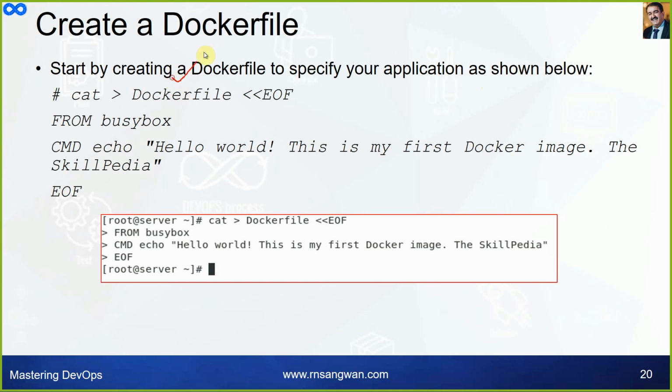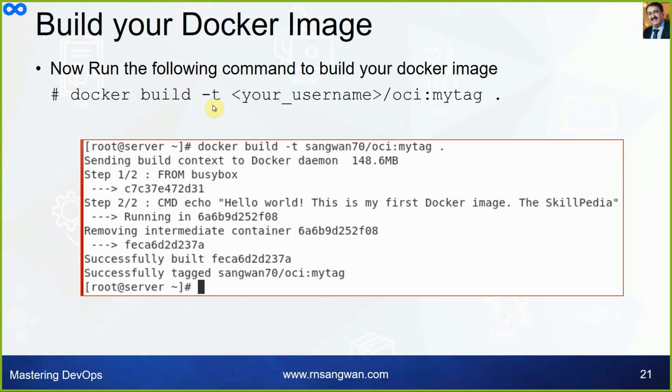Then create the Dockerfile. This was the file which I created from busybox, and the command I executed, echo. This was the same command I used to create the same Dockerfile. Whether you use this cat command or you use the vi editor, the ultimate objective is to put these two instructions in the Dockerfile. Remember, D is uppercase in Dockerfile.